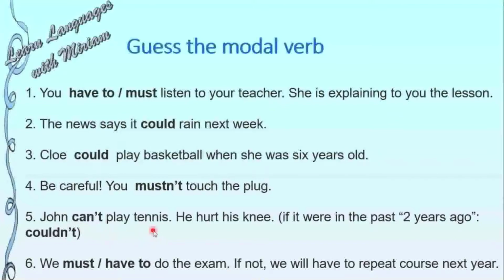Play tennis. If here it said 2 years ago, John space play tennis 2 years ago, then we could say couldn't. But no, as we don't have a date in this sentence, then we have to say this verb in the present. John can't play tennis. Or it would also be possible to say John is not able to play tennis. Why? Because he hurt his knee.